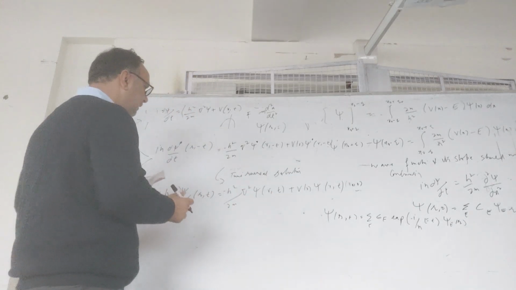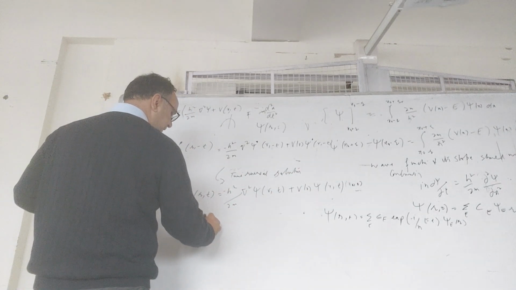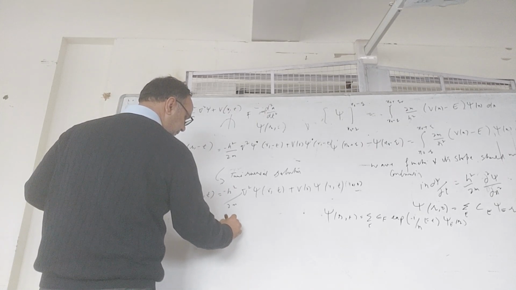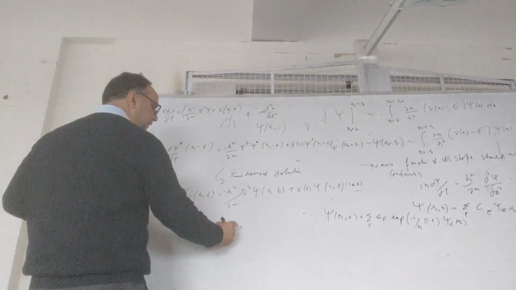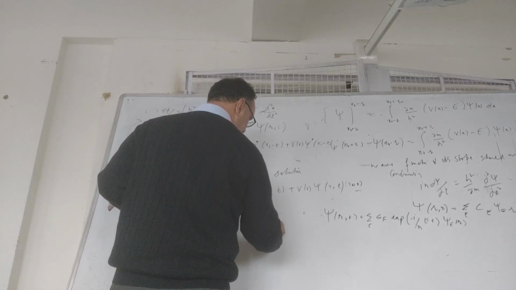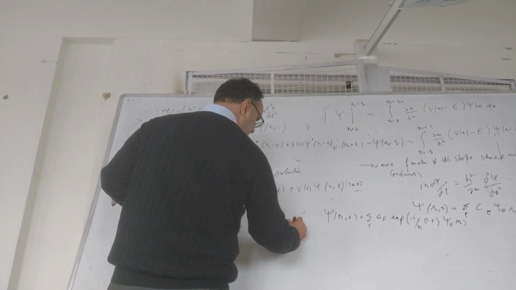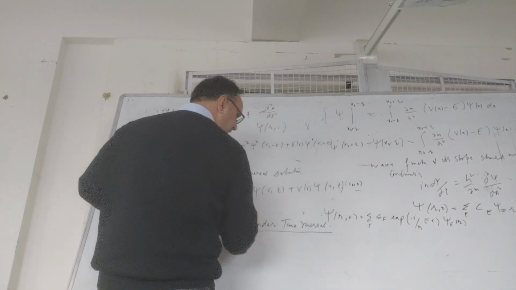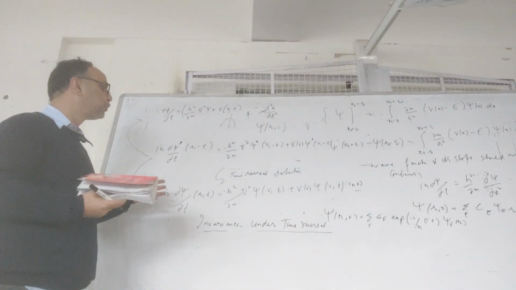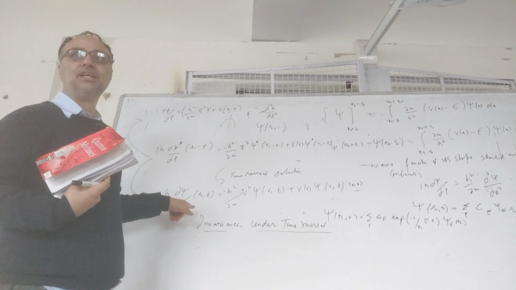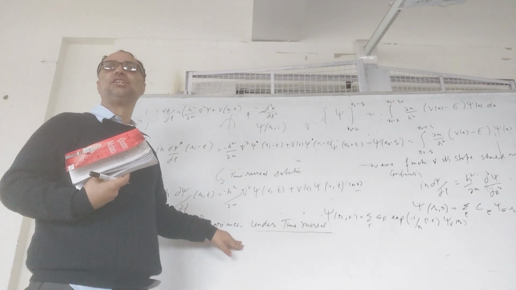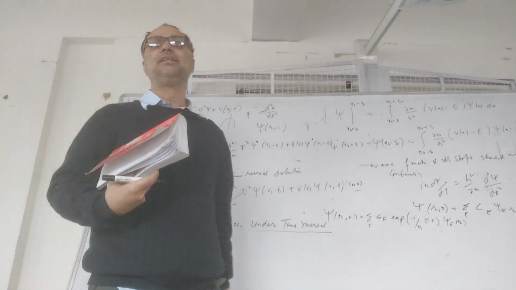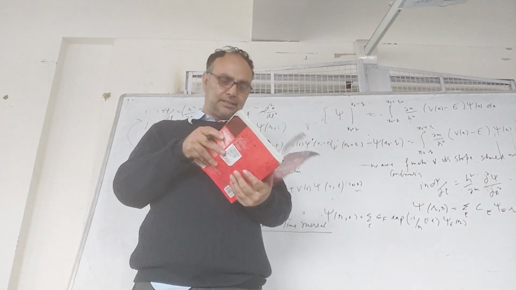तो इसी को हम कहते हैं invariance under time reversal. Invariance under time reversal. So if you have a psi conjugate, it will correspond to the solution when t is replaced by minus t. ठीक है? So that's it.